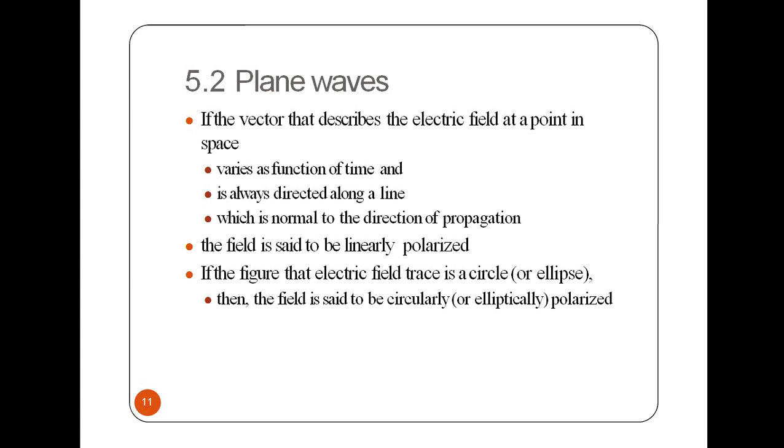Now in the case of plane waves, if the vector that describes the electric field at a point in space varies as a function of time and is always directed along a line which is normal to the direction of propagation, the field is said to be linearly polarized. If the figure that the electric field traces is a circle or ellipse, then the field is said to be circularly or elliptically polarized.